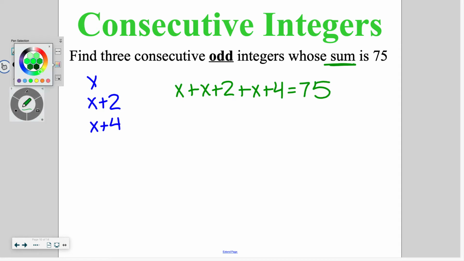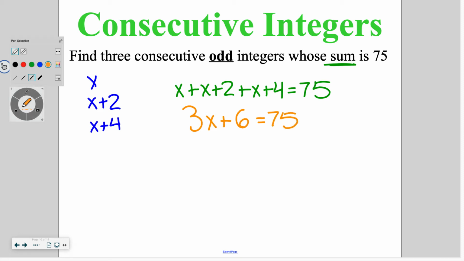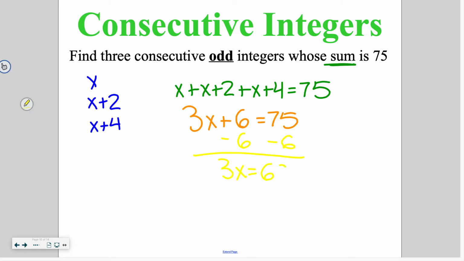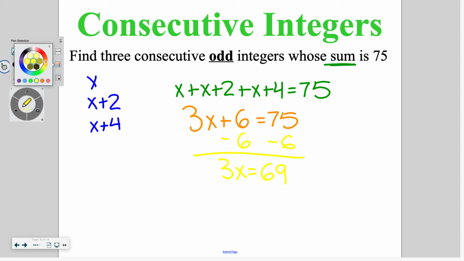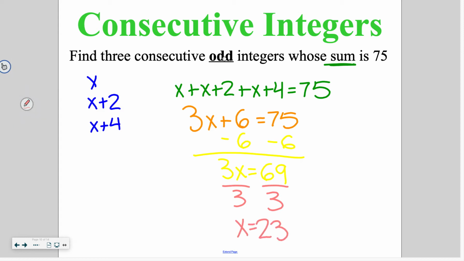Combining our like terms, we're going to get 3x plus 6 is equal to 75. Using SAD/MEP, we're going to go ahead and subtract 6, and I'm going to get 3x is equal to 69. And then when I divide by 3, I find out that x is equal to 23, which is good because we wanted an odd integer. So my first number is 23. My next odd number, plus 2, is 25, and the next odd number after that is 27.